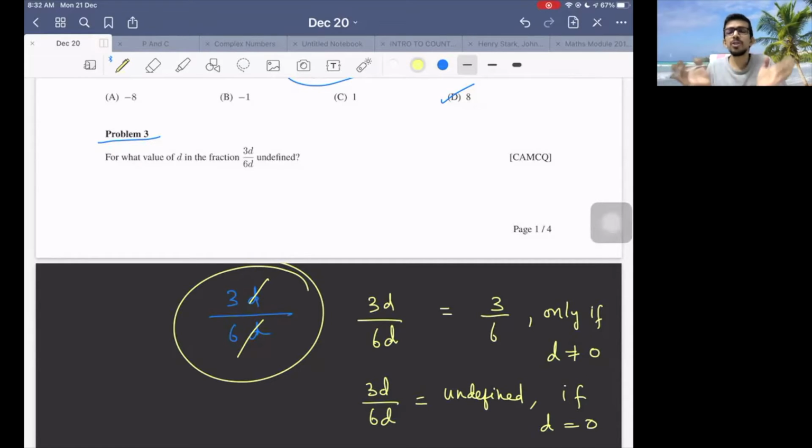So the point is you should be careful about the terms of the denominator. That's all. It's no big deal, but you should just be careful. So the answer would be 0. For what value of d does the fraction become undefined? The answer will be d is equal to 0. It will make this expression undefined. Got it? Straightforward, right?